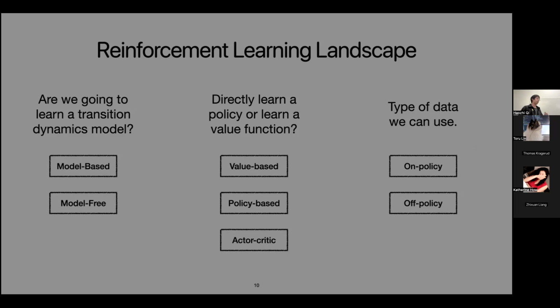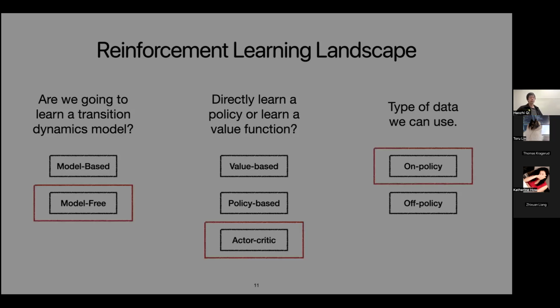And depending on what type of data you use to optimize your policy, whether the data necessarily comes from your policy itself or from another data source, algorithms can also be divided into on-policy algorithms or off-policy algorithms. In this lecture, depending on the relationship to the robotics content and also on the time, we are only going to talk about one class of these, which is model-free actor-critic and on-policy algorithms.